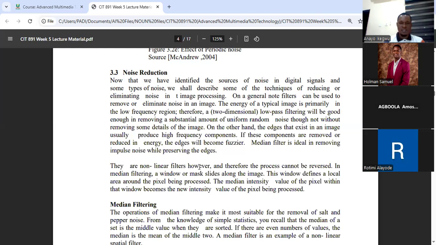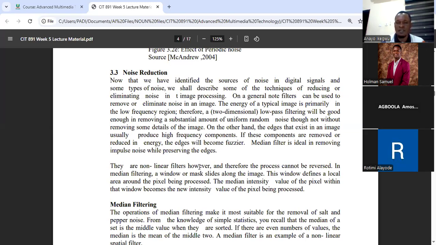Then noise reduction. Here we want to look at how, on a general note, filters can be used to remove or eliminate noise in an image. All these things work at the background level. Take for instance, on the other hand, the edges that exist in an image usually produce high frequency components. If these components are removed or reduced in an image, what happens? The edge will become fuzzier.